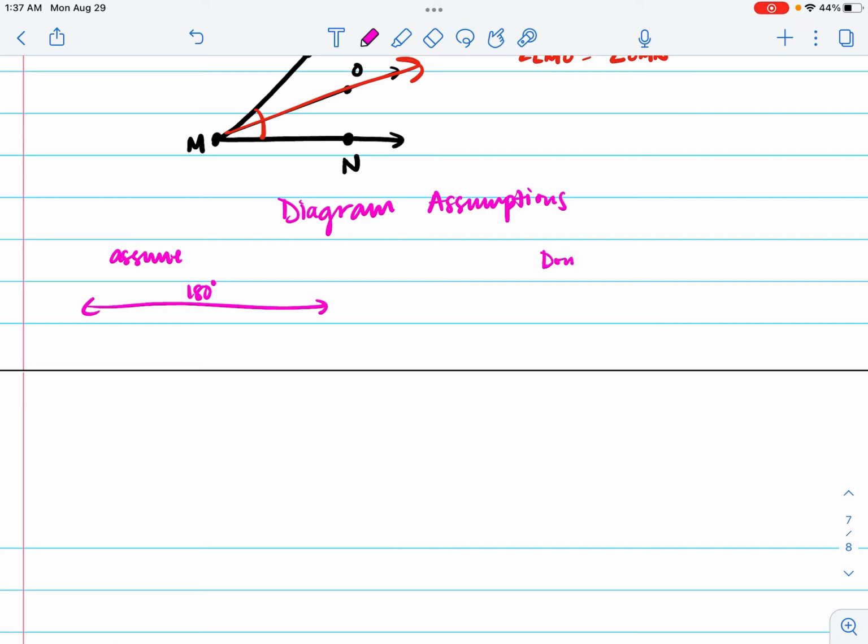Now, don't assume angles that look like they're 90 degrees. Do not assume this is 90 degrees. It could look like it's 90 degrees, but you need the square. You need the square there to tell you it's 90 degrees, okay?